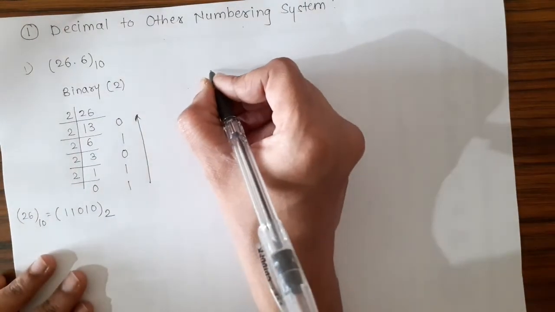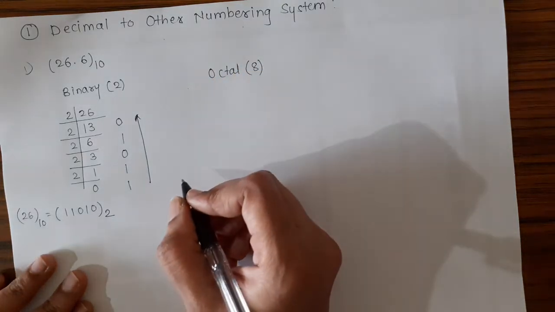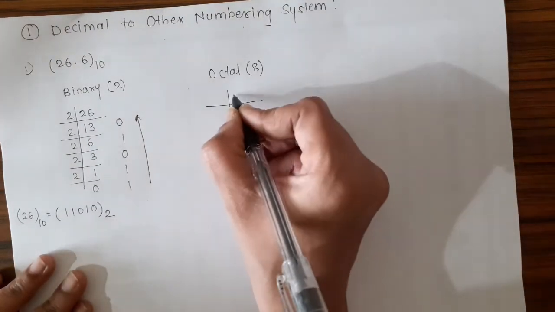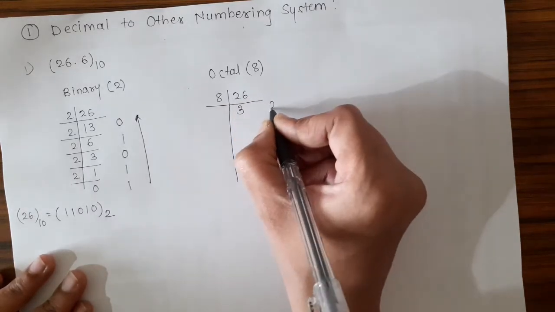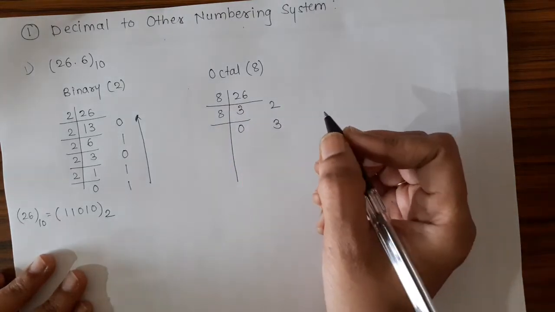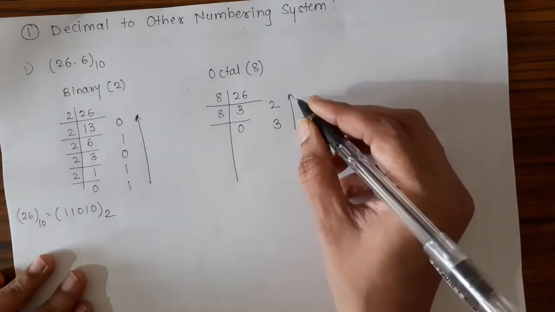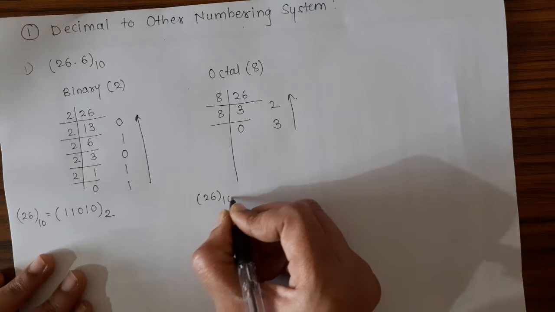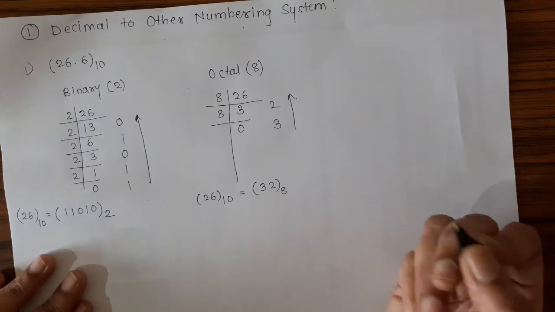Then we will see how to convert this integer part in octal with radix 8. Since the octal radix is 8, we will divide this 26 by 8. 8 threes are 24, remainder is 2. 8 zeros are 0, remainder is 3. Again the same procedure we have to apply. We have to track the result from bottom to top. So 26 in decimal has equivalent 32 in octal.